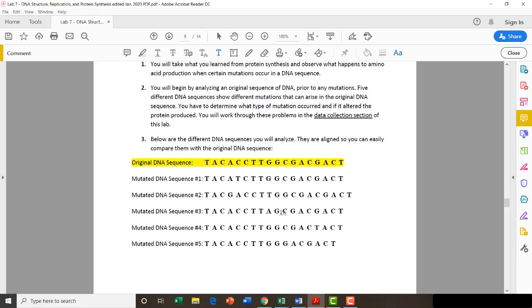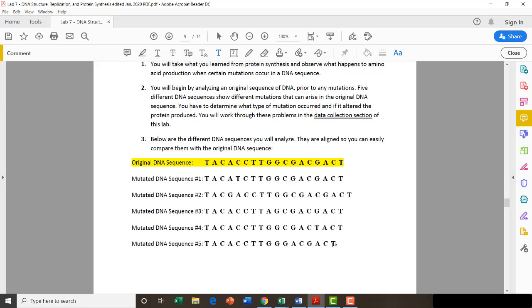Number 3 is the same length, so something else must have happened in this mutation. So I'm scanning to see where the change is, and here I see the G changed into an A, which we know is a substitution. Sequence number 4 is the same length, so something had to happen. Scanning through, I'm just comparing this with my original DNA strand. And right here I see the G changed into a T. So that is a substitution.